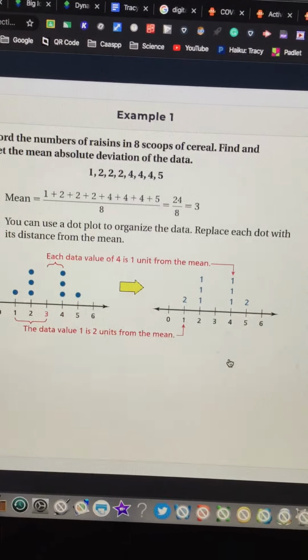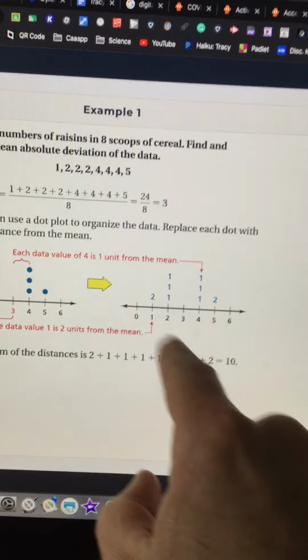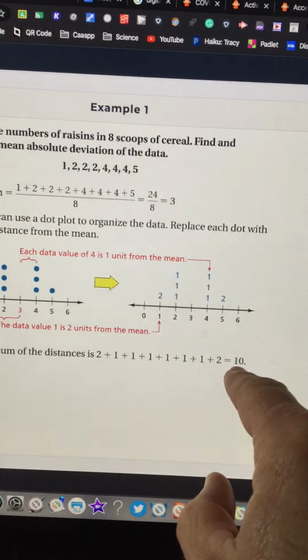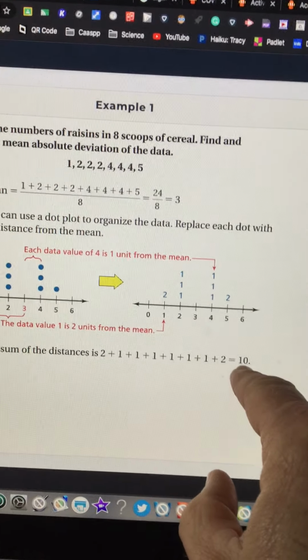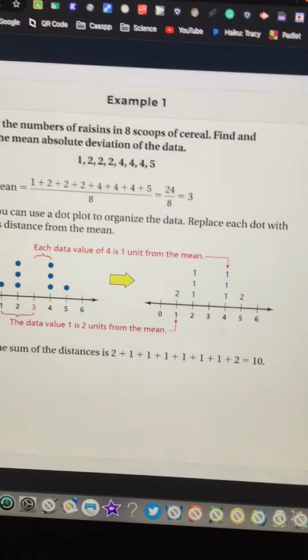All right. So now we take these numbers here, 2, 1, 1, 1, 1, 1, 1, like that, 2 plus... I'm sorry, equals 10. So the sum of those numbers was 10.